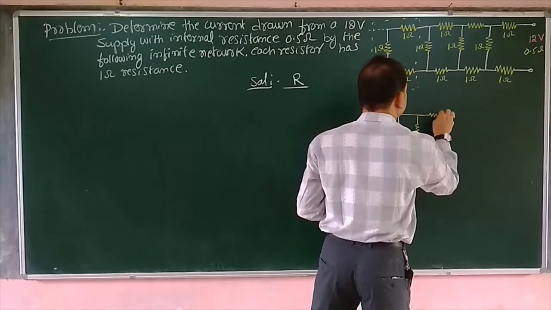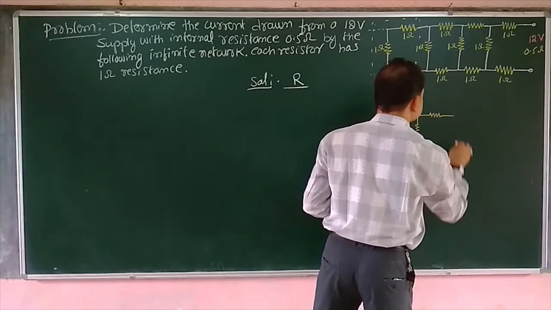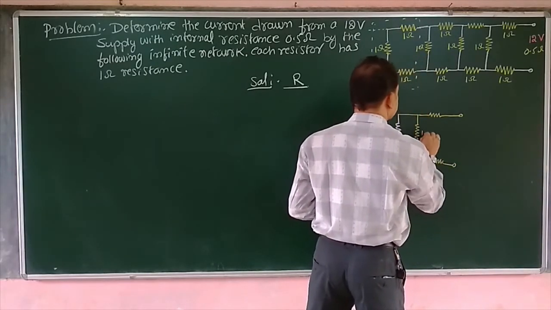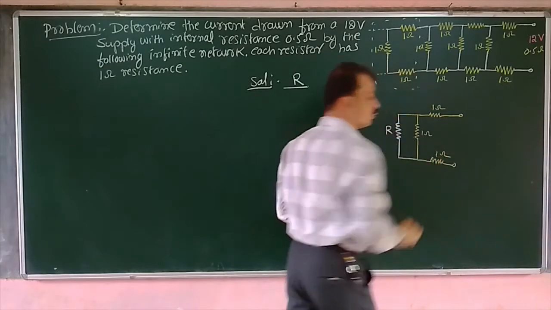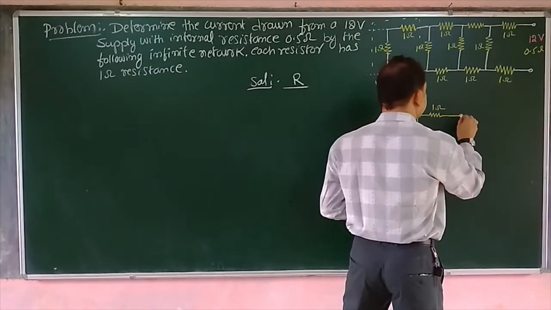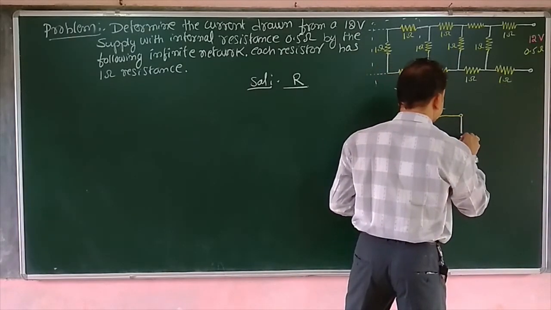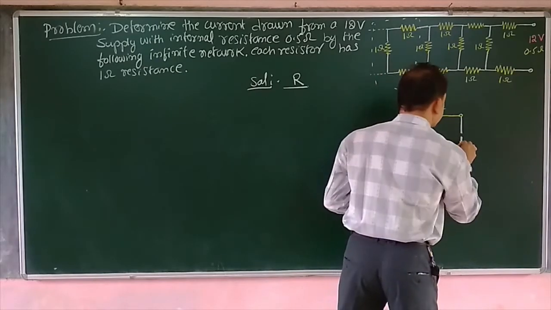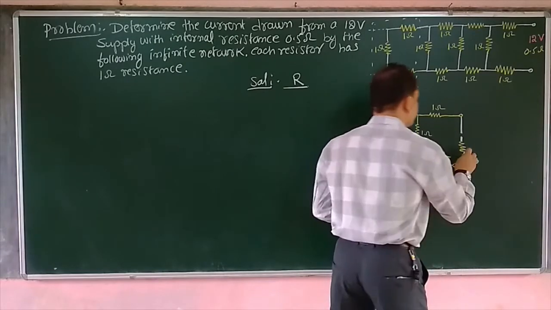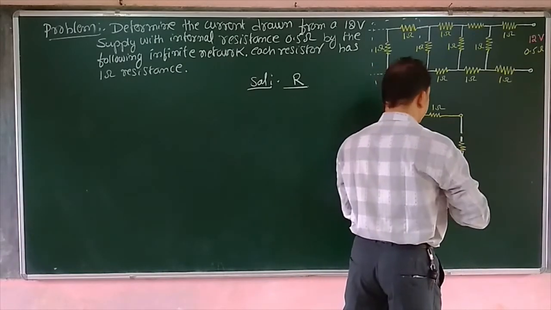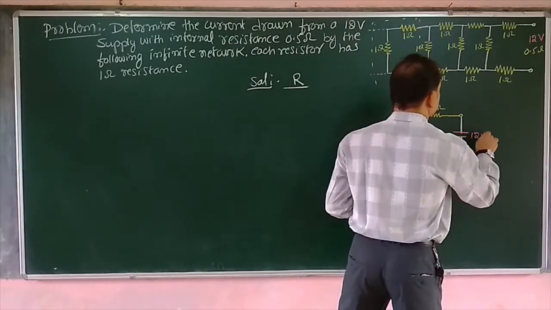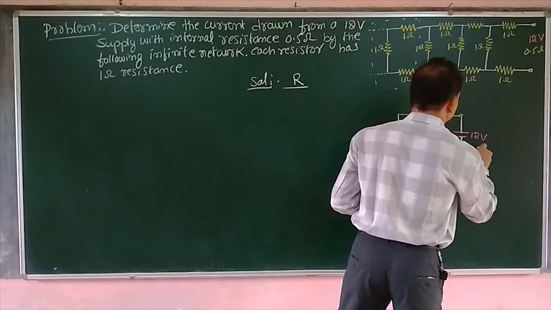If I add one more unit, the resistance remains the same because it is an infinite series. Now this is 1 ohm, 1 ohm and 1 ohm. Okay. Now I am connecting a battery here. The circuit becomes like this with its internal resistance given. Now here we have a battery of 12 volts and internal resistance of 0.5 ohm.